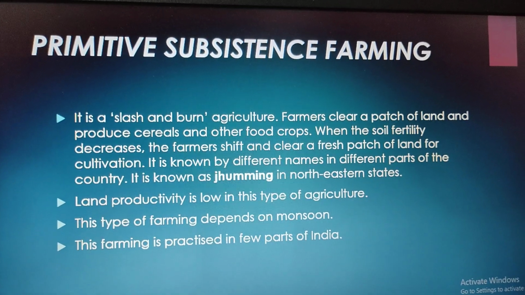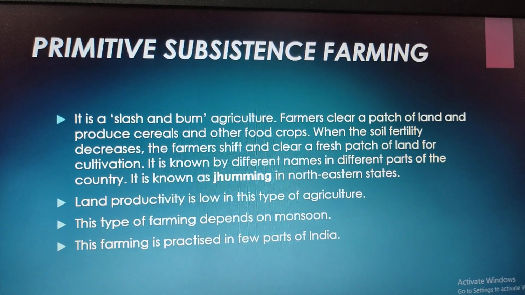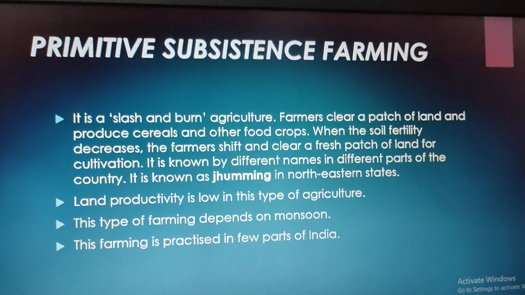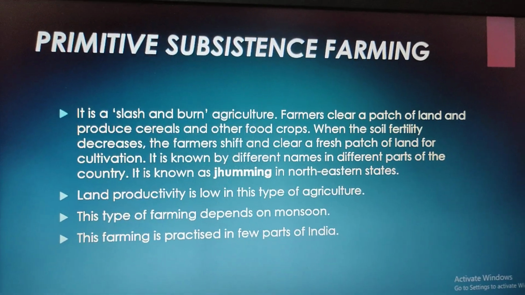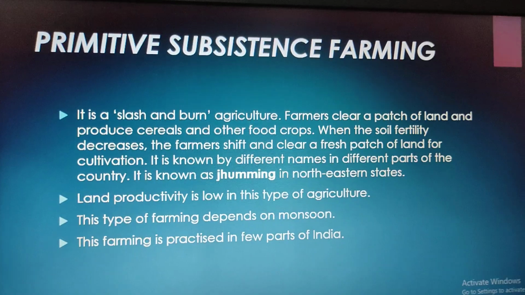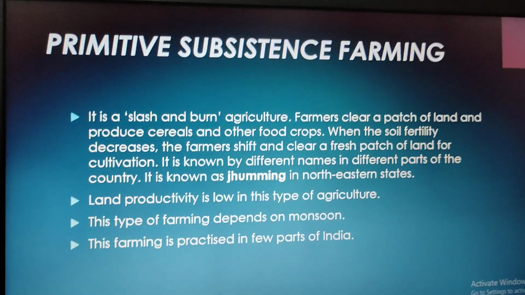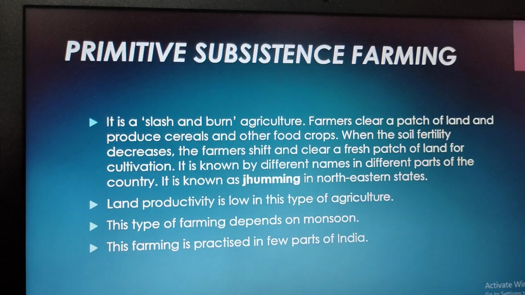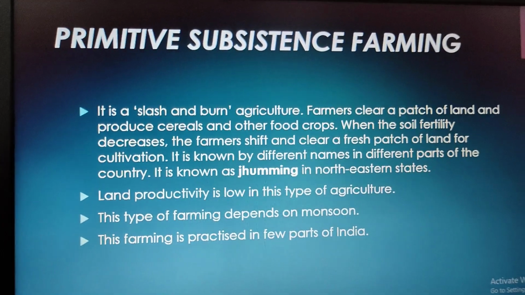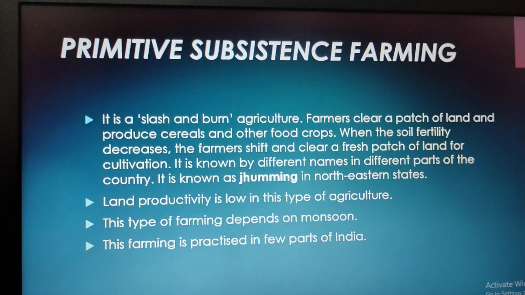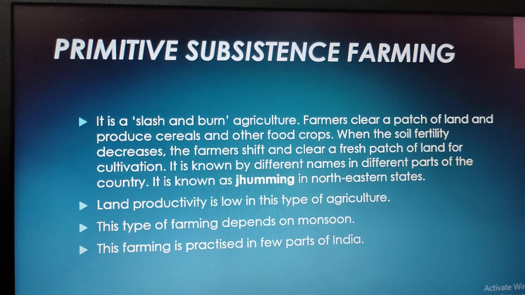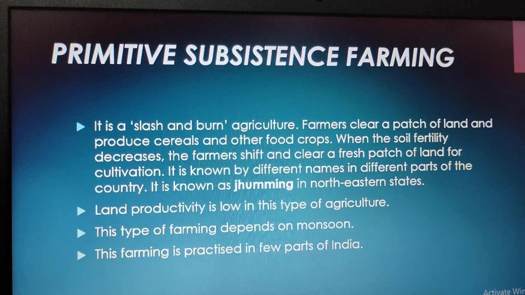Now, what do farmers do? They clear a patch of land and produce cereals and other food crops. When the soil fertility decreases, they leave that patch of land and find a fresh patch of land. They clear it and use it for cultivation, whereas the previous one is left for a period of 1 year so that it can regain its natural fertility. It is known by different names in different parts of the country. It is also known as jhuming in northeastern states.